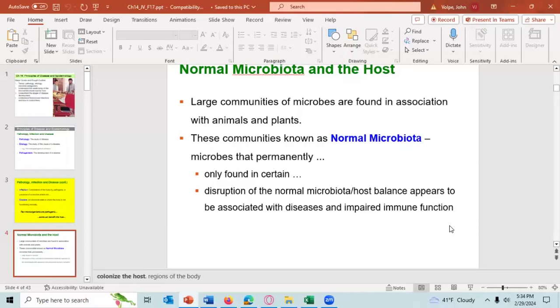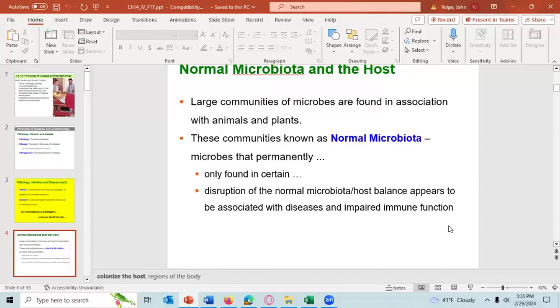The normal microbiota are microbes that permanently or close to it colonize the host and then remain with the host for essentially all of their lifetime. The normal microbiota is only found in certain areas of the host. Disruption of the normal microbiota and the host balance appears to be associated with disease and with impaired immune function.